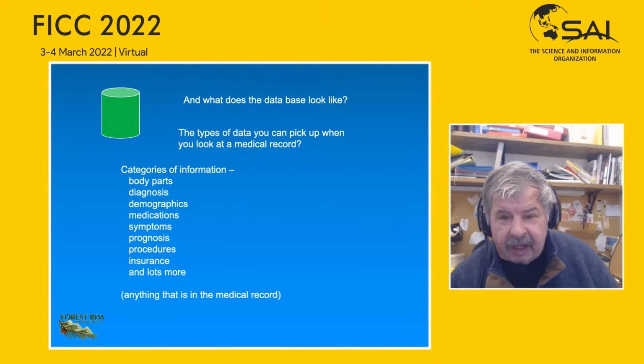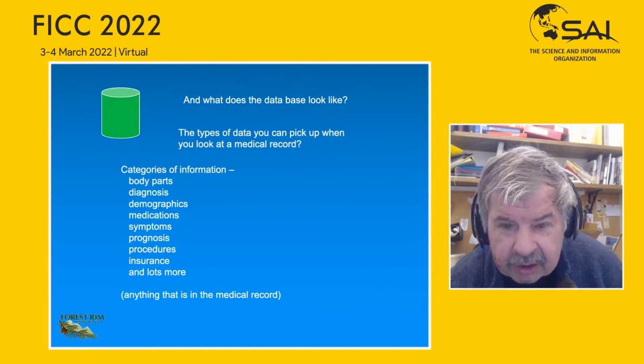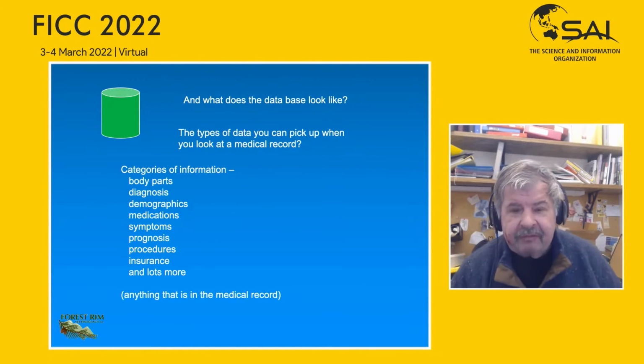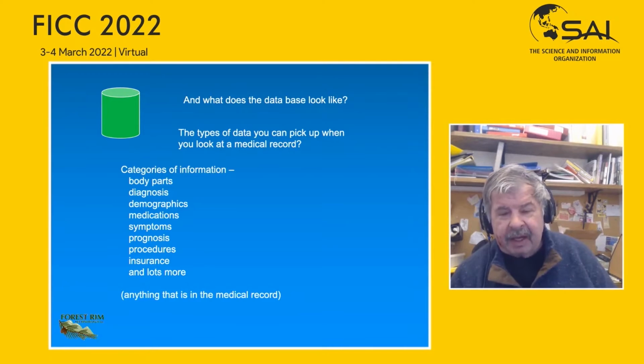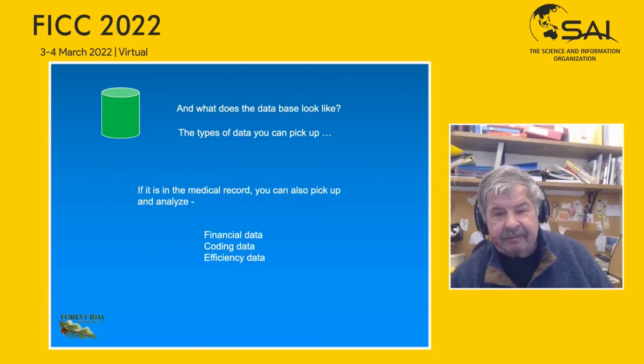So what can you find when you are looking at your records? You can find anything that's in the medical record. You can find body parts. You can find medication. You can find procedures. You can find demographic information. You can find insurance information. If it's in the medical record, it can be found. And how useful is this information? Well, let me tell you, from a standpoint of research, this is extremely valuable information.